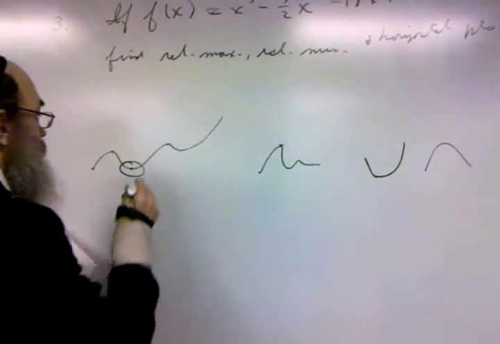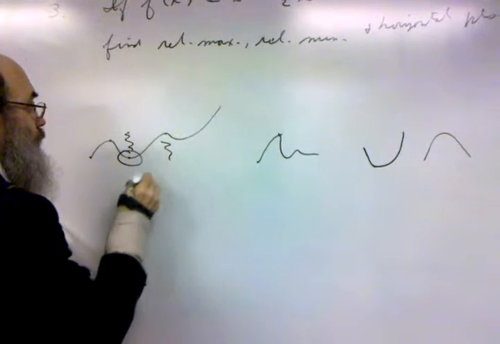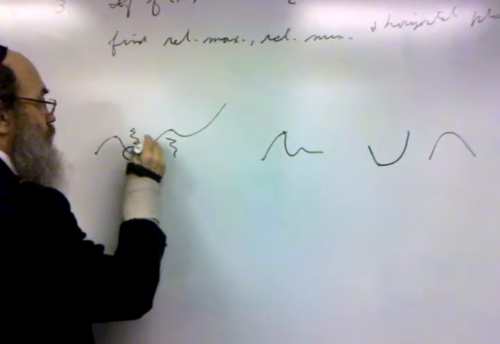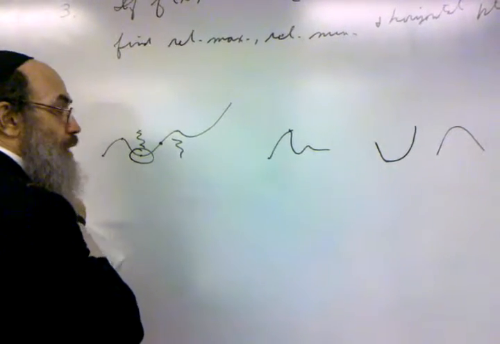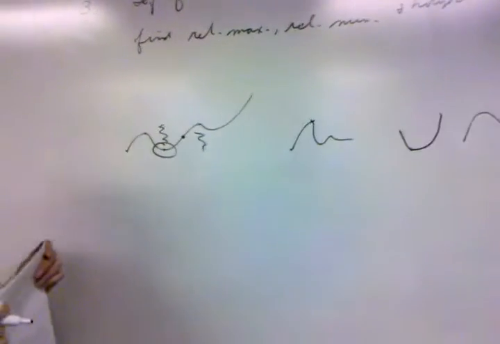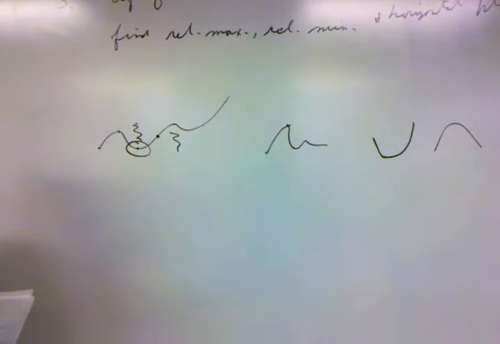For example, this graph, over here it's concave up, over here it's concave down. So somewhere between there's a point where it changes. Right about there, to the left we say it's concave up, to the right it's concave down. So the point where it changes is said to be a point of inflection. We want to be able to find these points.